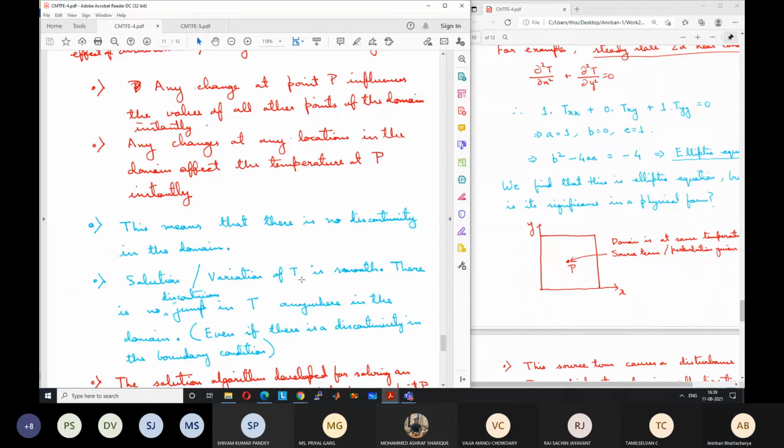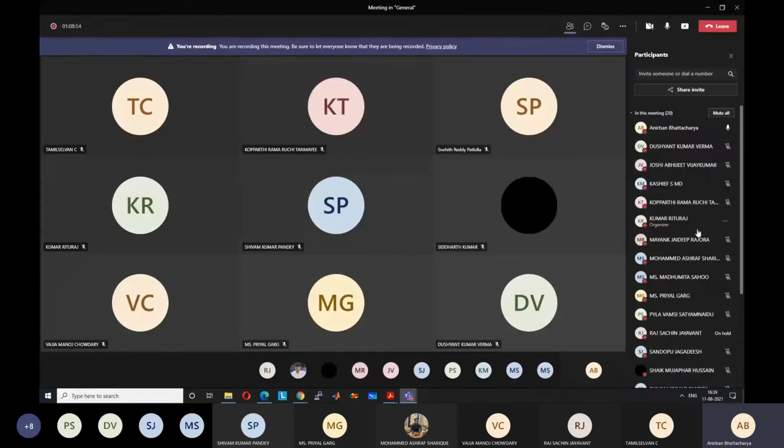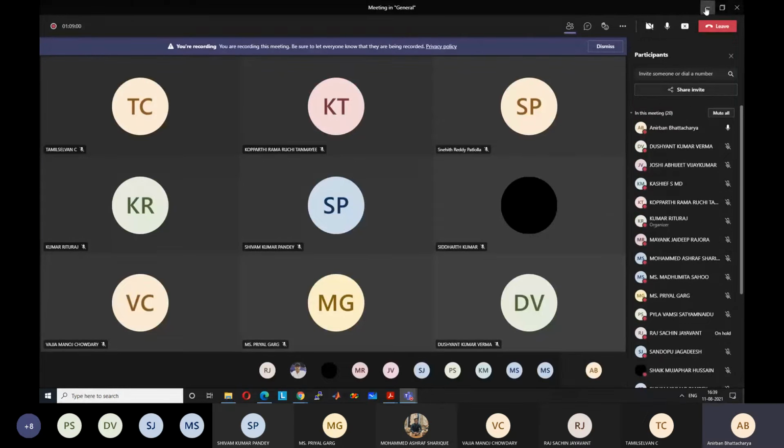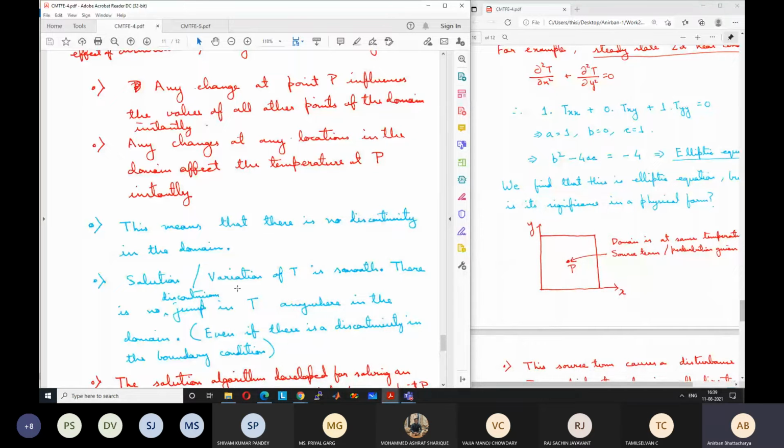So in mathematical terms, it means that the variation of T, or solution of T, is smooth. This is somewhat confusing. Actually, there won't be any jump in T in the domain. It's that there is no discontinuity in the second order terms.